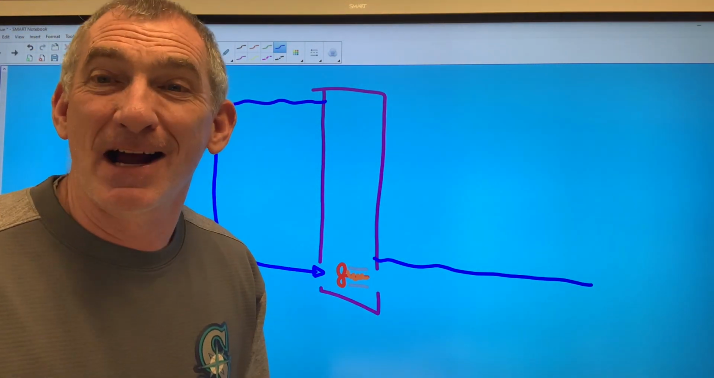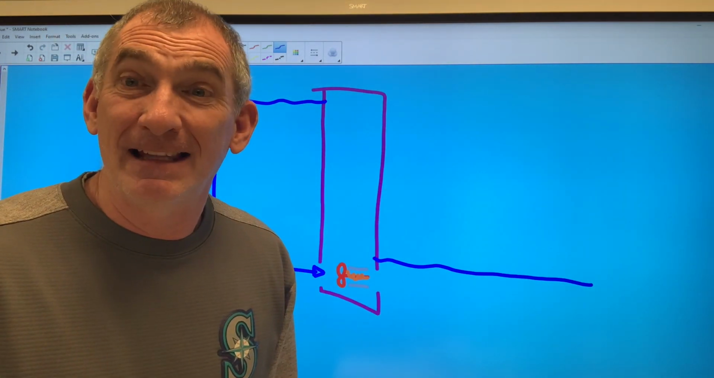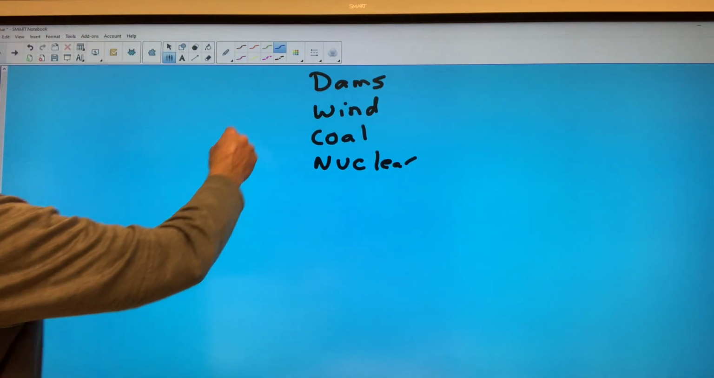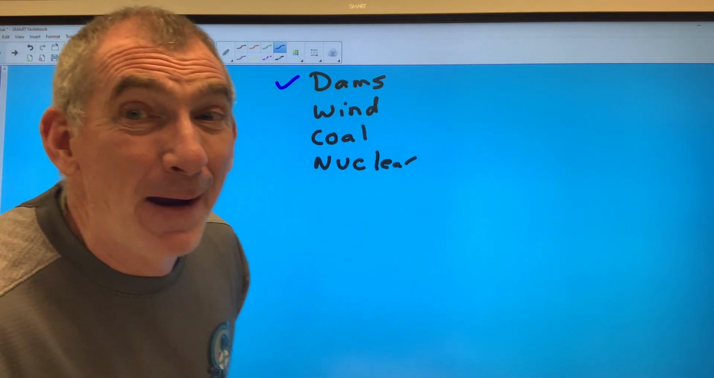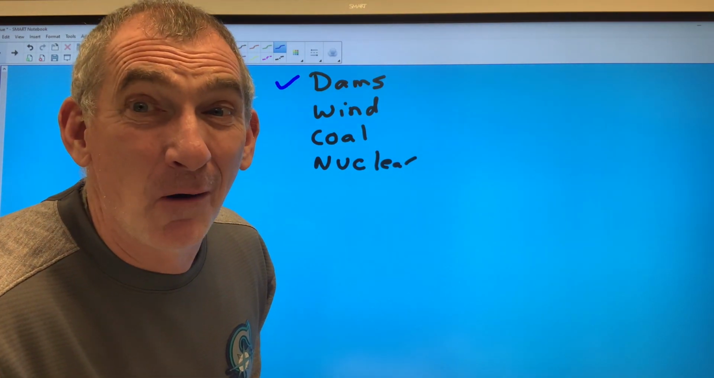Now in class, we talked about some things that are bad for dams, and we'll revisit that another time later in class. All right, that's how it is. Propeller, copper wire, and magnets. You know where I'm going.